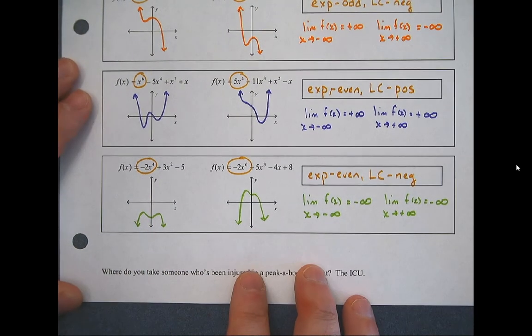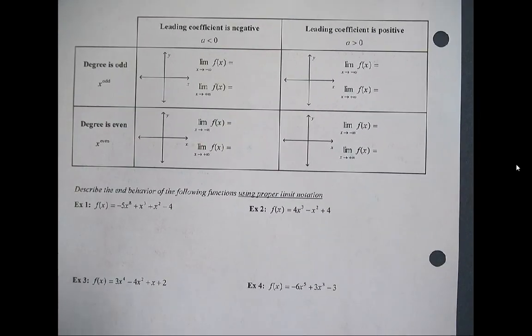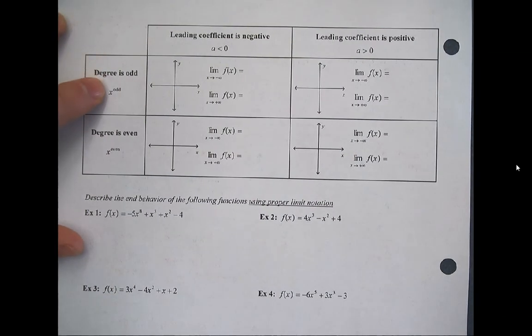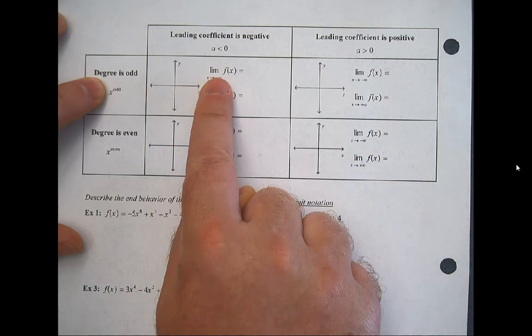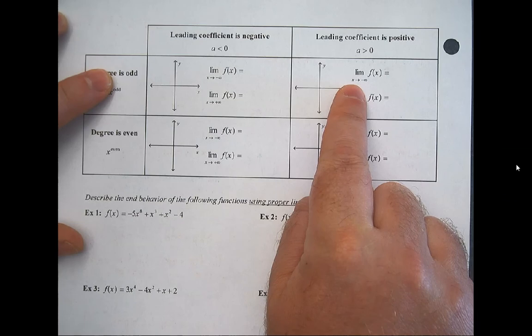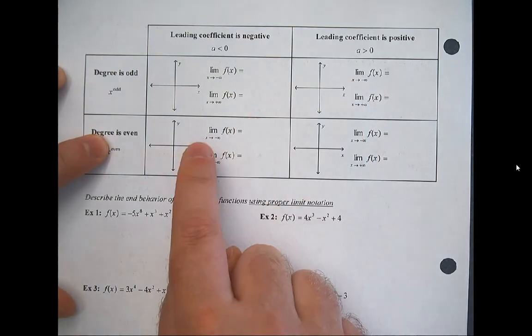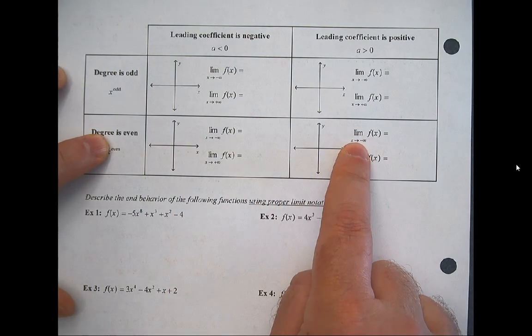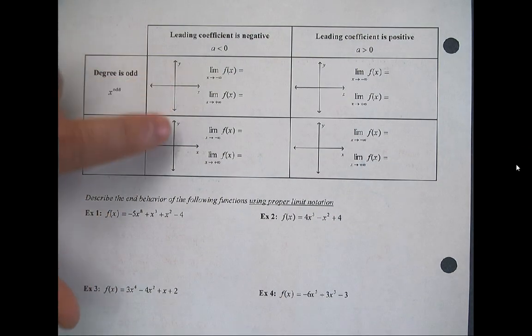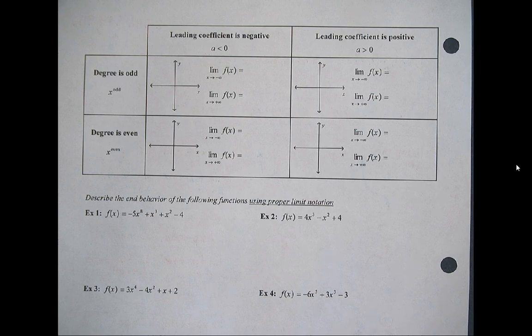All right, so that's a lot of stuff. Let's try to organize this into a simpler picture. So these are the 4 different scenarios. You can have a degree that's odd with a leading coefficient that's negative, or you could have a degree that's odd with a leading coefficient that's positive. Degree even, negative coefficient, positive coefficient. So we're going to look at each scenario. What I want to do first and what I recommend is to just sketch it. Make a little sketch and see what the graph's going to look like.